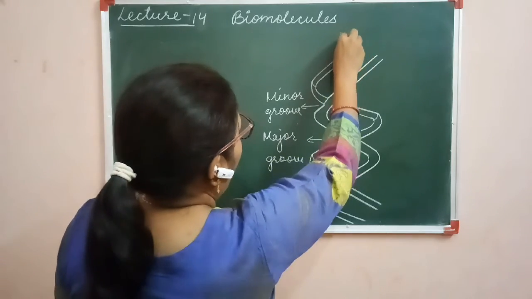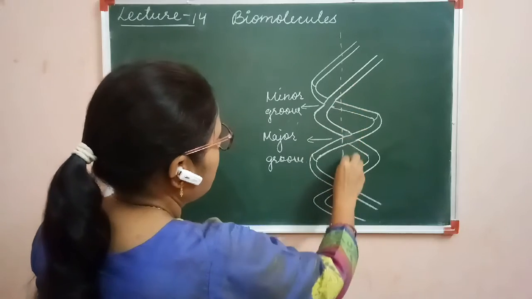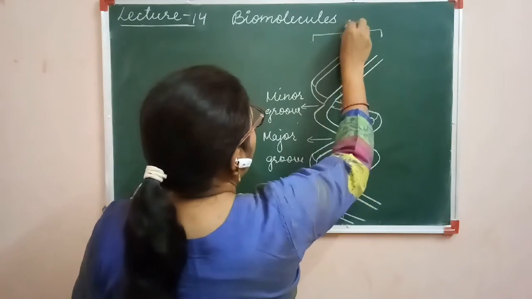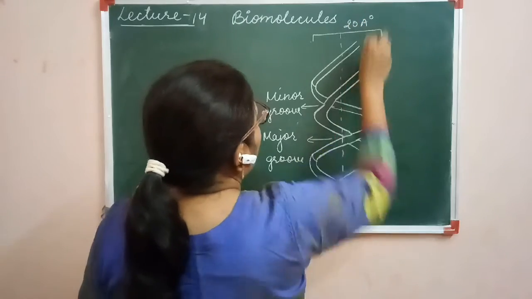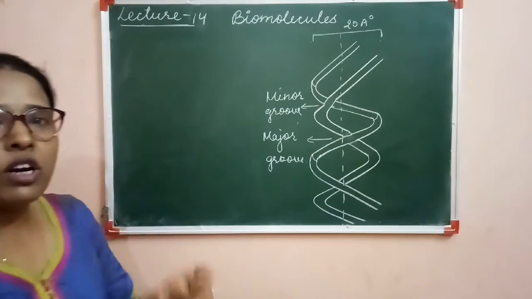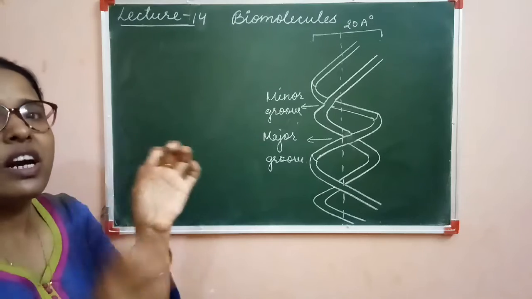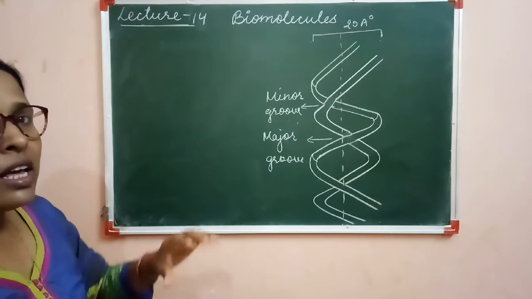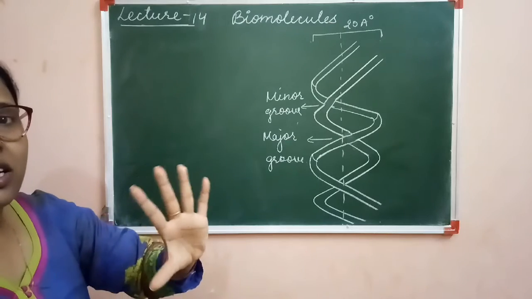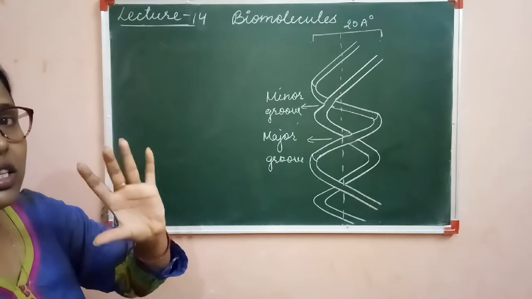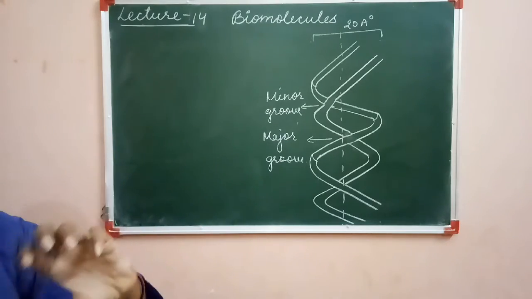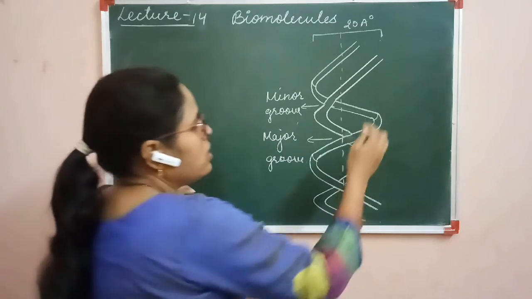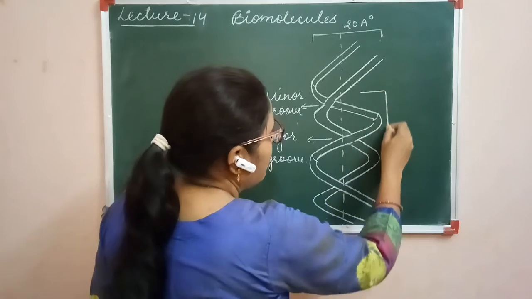If we draw a line between this, then the distance is about 20 angstrom. It means the distance between both of the strands is about 20 angstrom. And if we count a turn, the 360 degree turn, so in one turn, we can see this is the one turn.